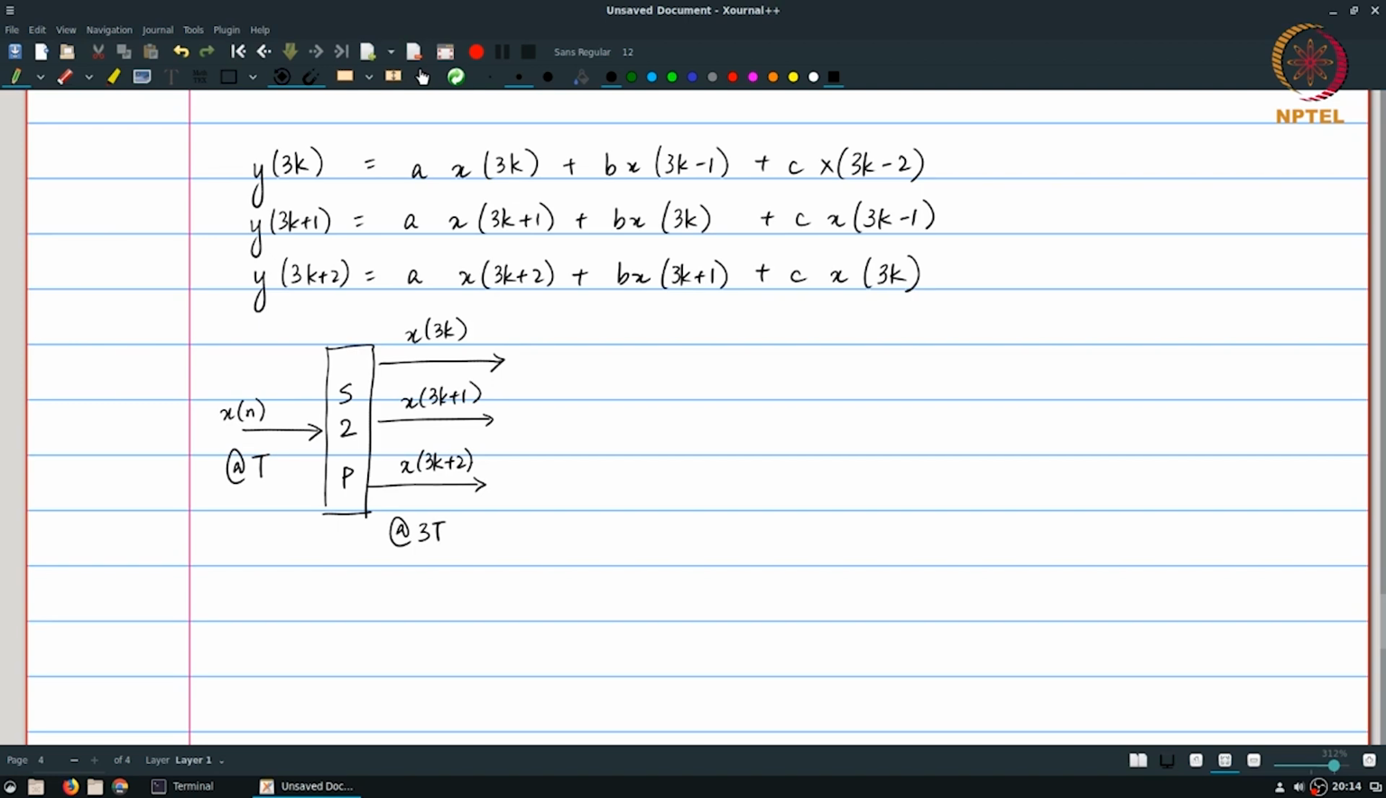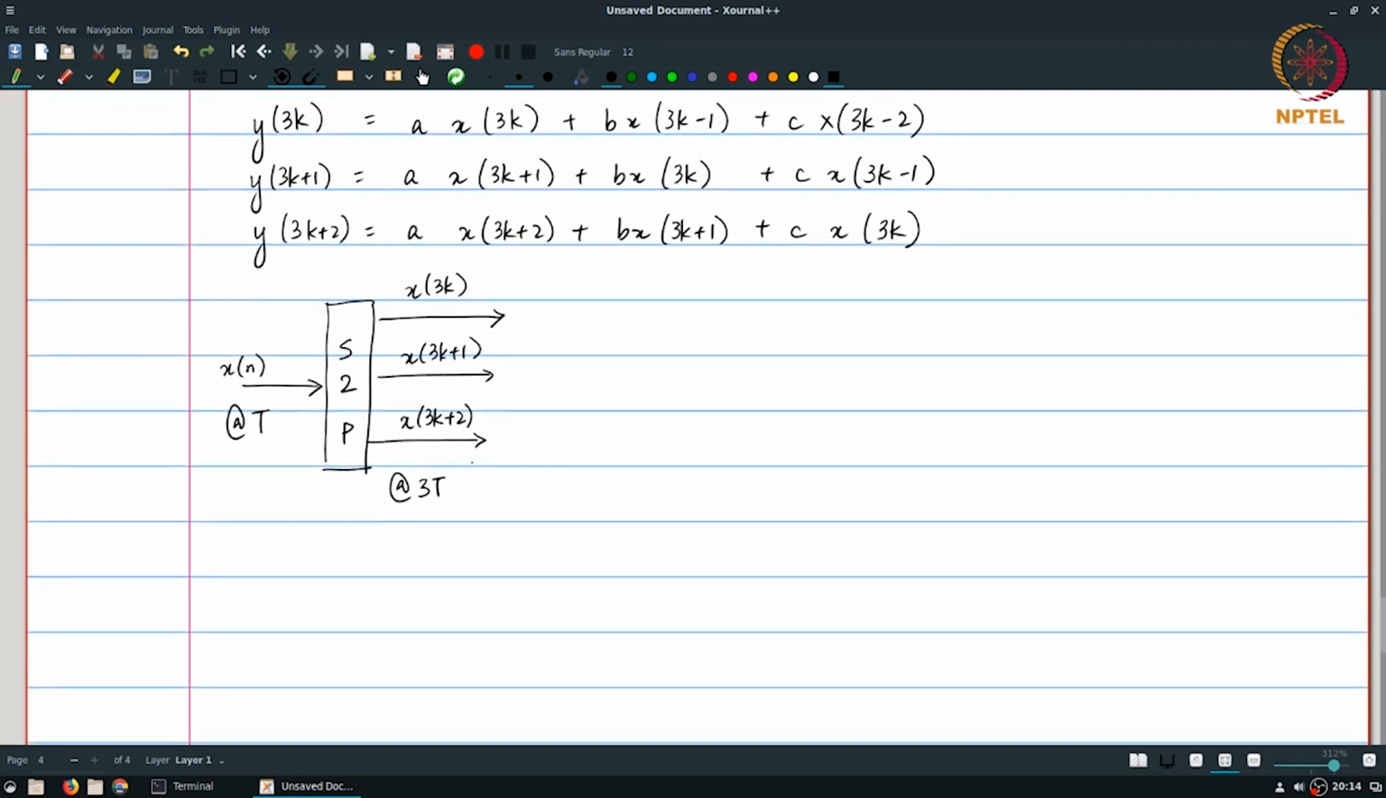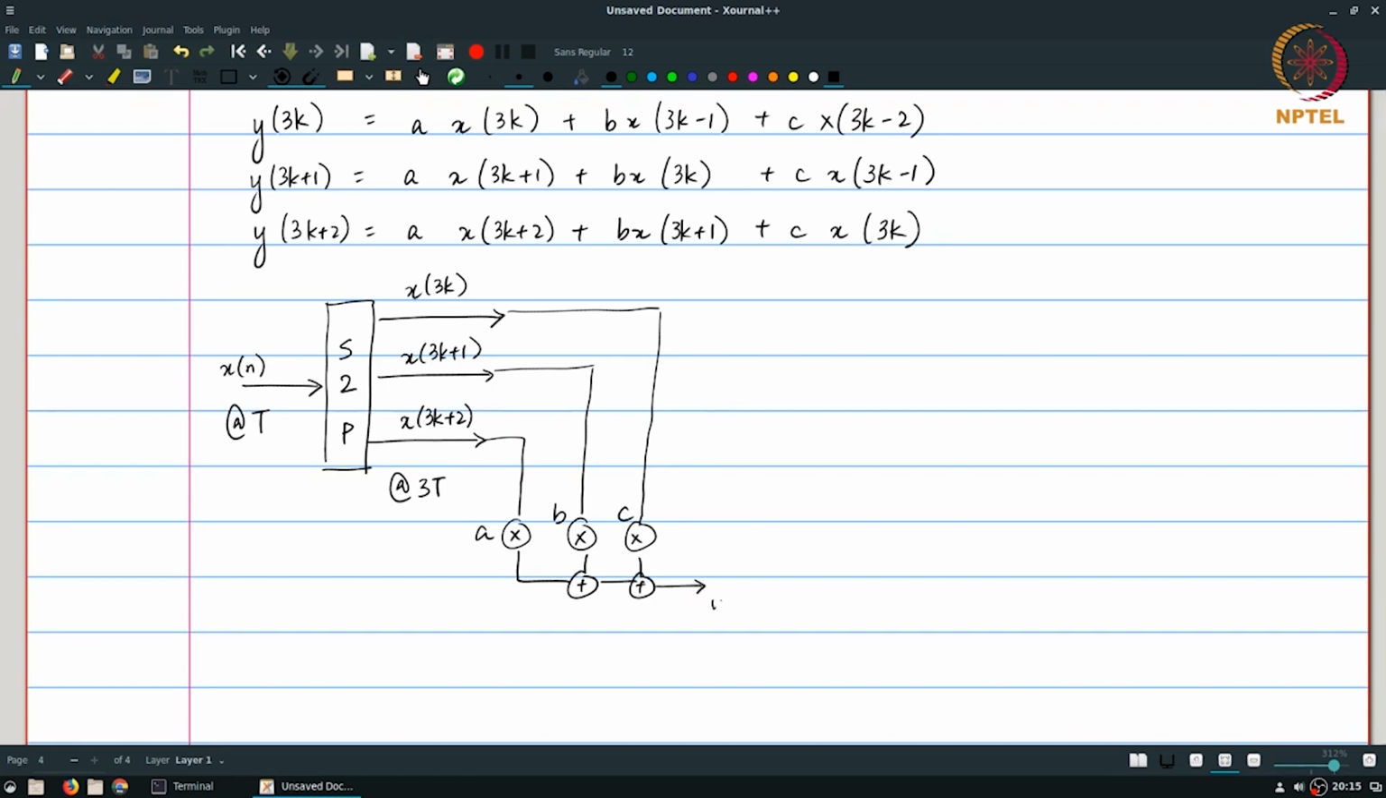Which means that if I now go ahead and multiply each of these by appropriate coefficients, as shown here, where I'm basically multiplying them by A, B, and C respectively, the result that I get is going to be A x of 3k plus 2 plus etc., which as we can see from the equations is y of 3k plus 2.